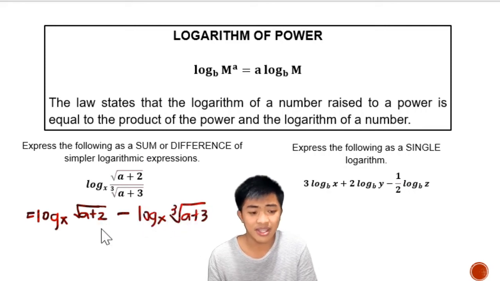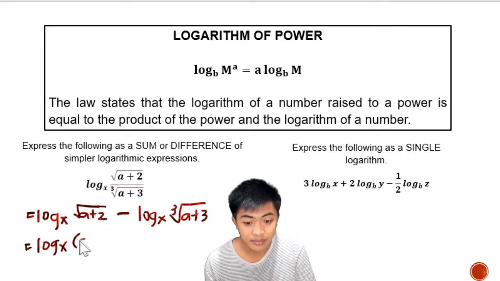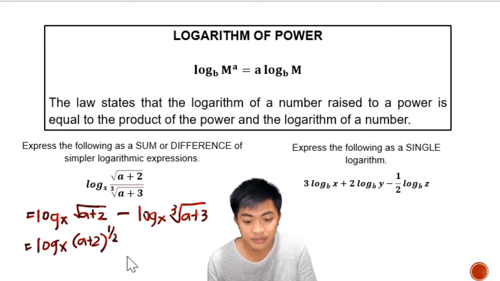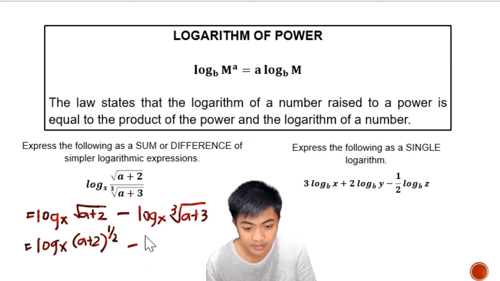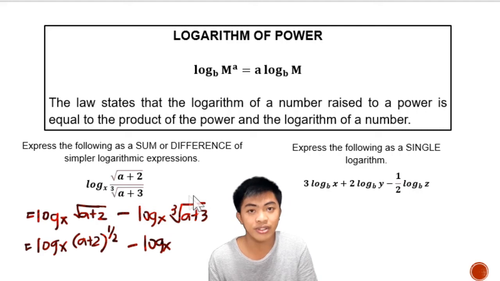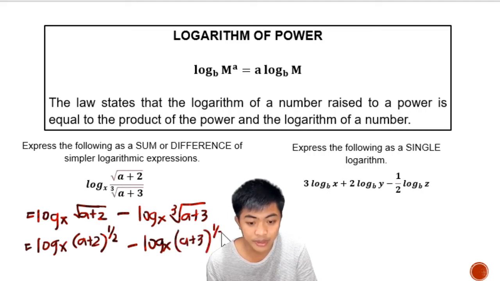Now, we're not done because radicals are actually fractional exponents. Remember that square root is exponent 1/2. So a plus 2, to the 1/2. So don't forget square root is exponent 1/2. Minus, we have here logarithm to the base x, and we have here cube root, and cube root is exponent 1/3. So we get what's inside the radical and raise it to 1/3.